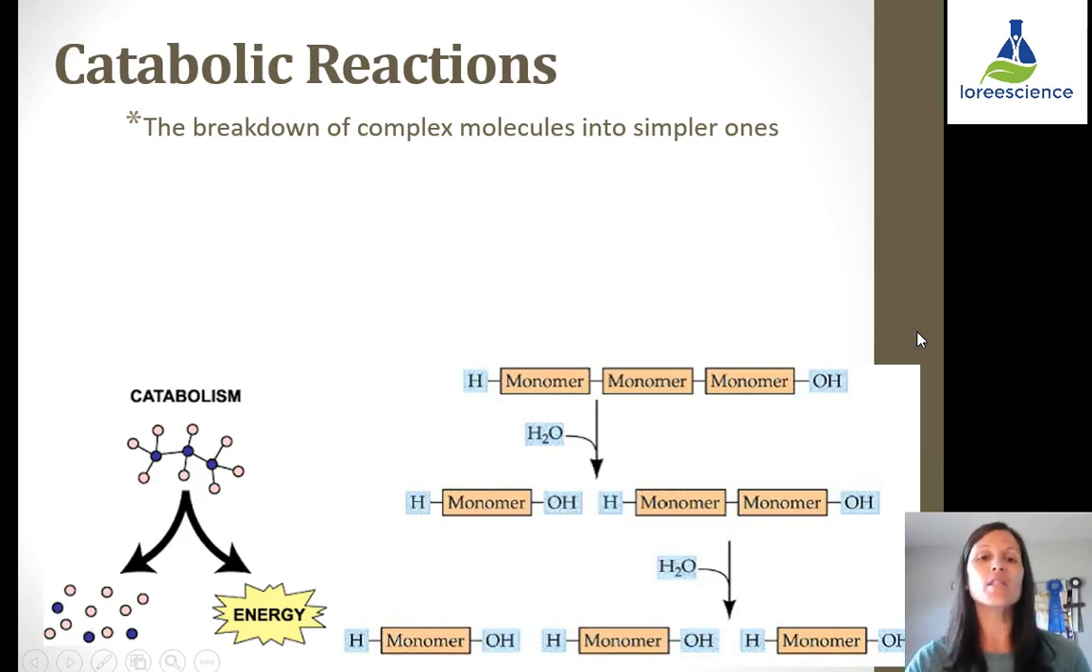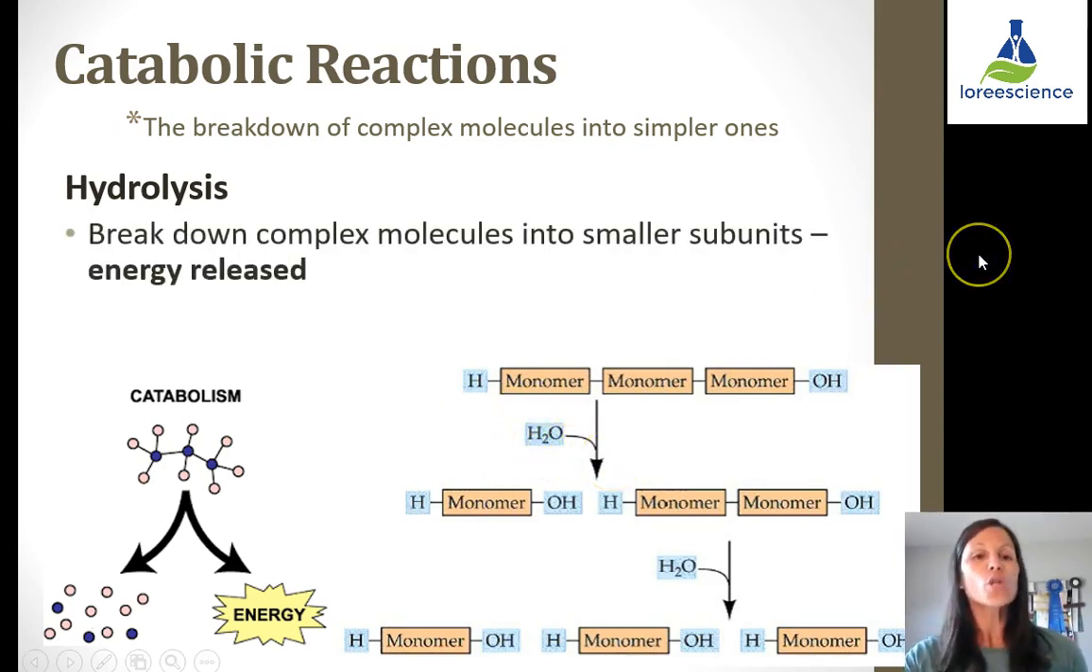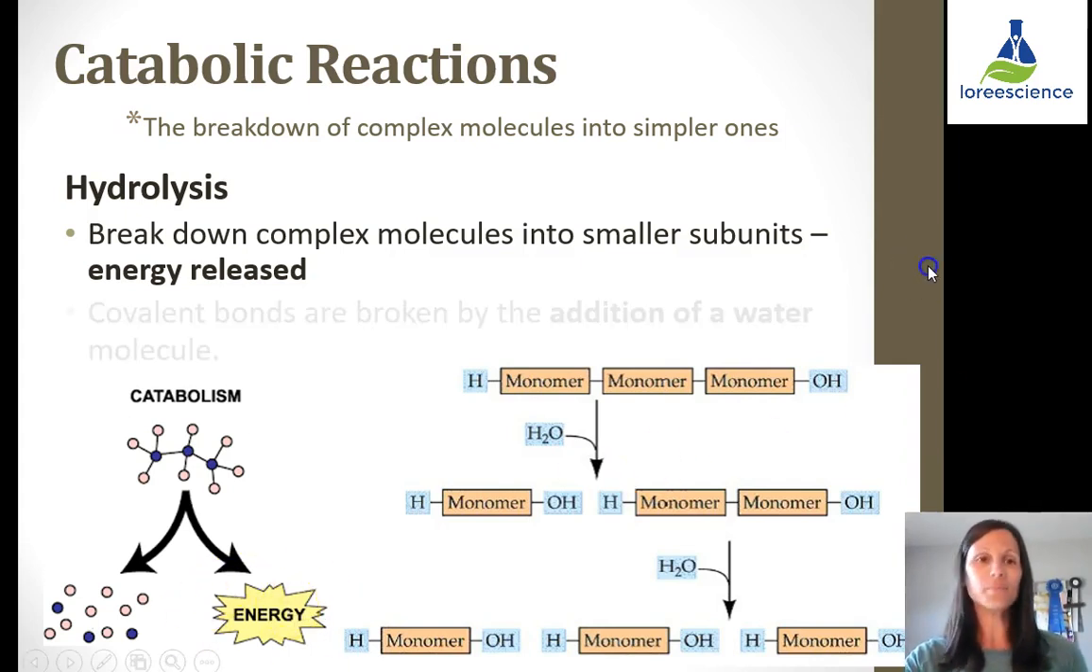Catabolic reactions, on the other hand, is the breaking down of complex molecules into monomers or simpler molecules. We call this a hydrolysis reaction. Why? Because lysis means to split or to cut, and hydro is because we're using water to do so. So hydrolysis uses a water molecule to cleave or to cut a covalent bond. So it's breaking down of complex molecules into those smaller subunits. As we become more random, there is energy release, as you can see in the diagram down here.